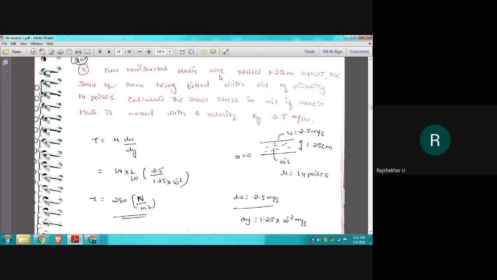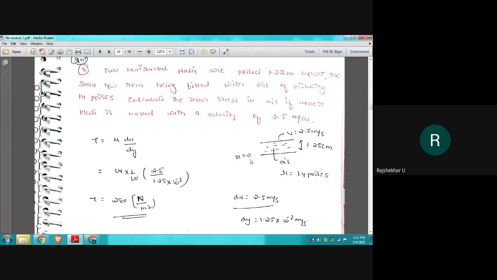And it is clearly mentioned here. It is a horizontal plate. There are two horizontal plates placed 1.25 centimeter apart. So this is the distance between the two plates, 1.25 centimeter. Okay, and the space is filled with oil whose viscosity is 14 poise. Then we have to find out the shear stress, the shear stress in the oil when the upper plate is moving. So in this case, we have to find out the tau value.